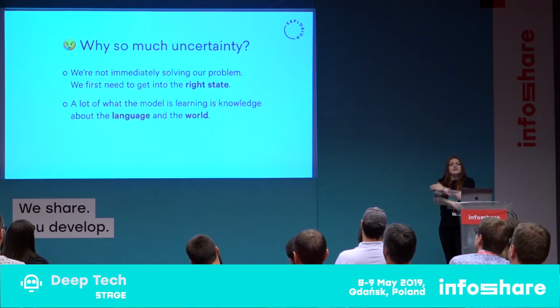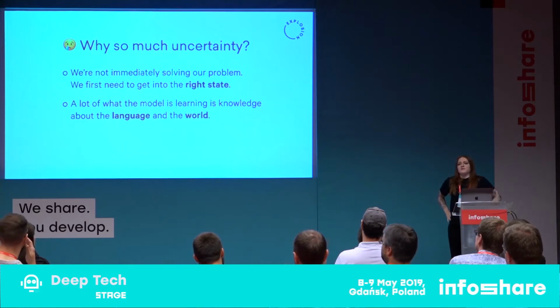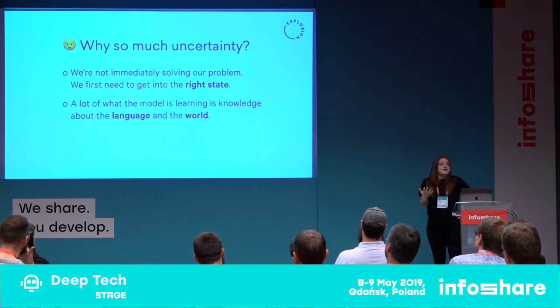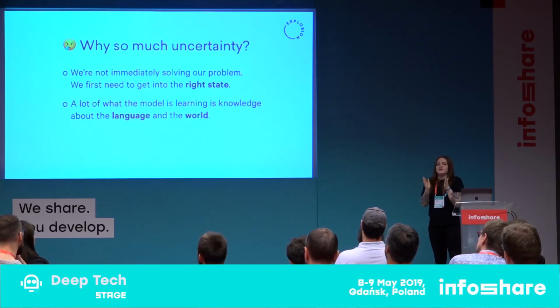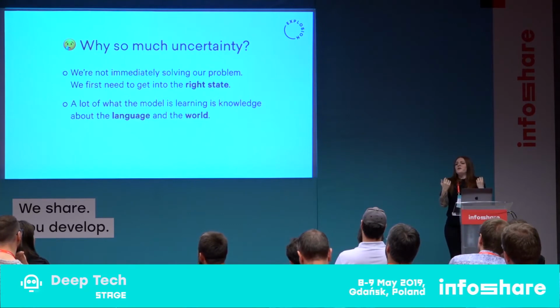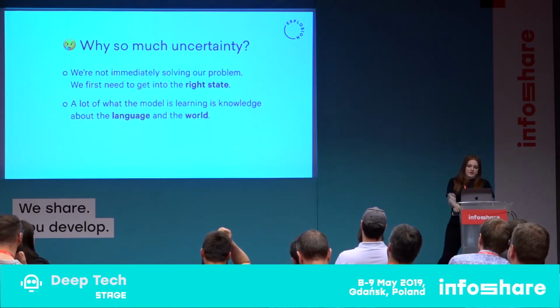And the question here is, why do we even have all of this uncertainty at the beginning? Why can't we just see results faster? One reason is that we're not actually immediately solving the problem we're trying to solve, for example, predicting the positivity score. What we're actually doing is getting the model in the right state, and we're teaching it a lot about more general things, like knowledge about the language and knowledge about the world. That's what it needs to know first, then we can actually move on to our problem.